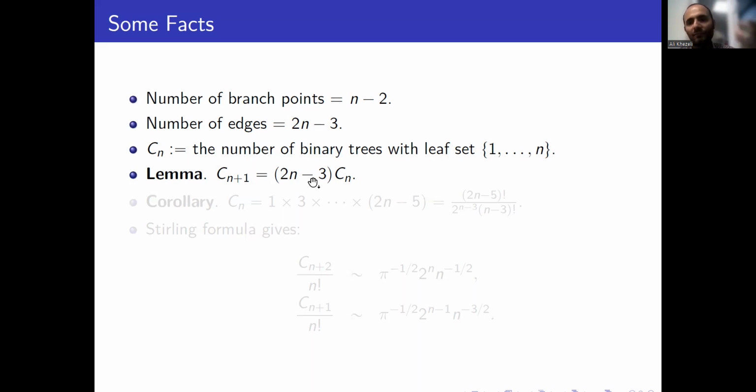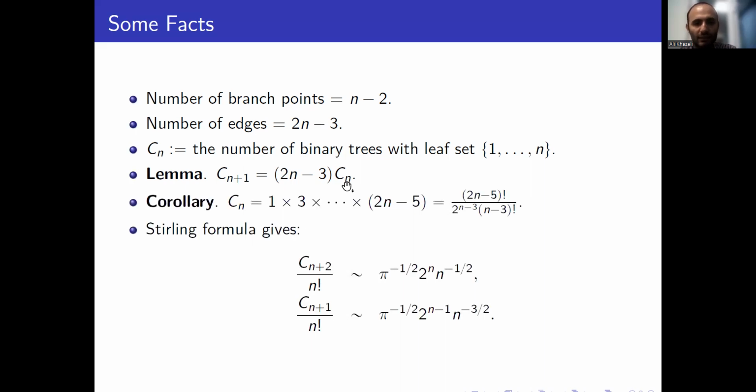So the reverse procedure is, if we have a tree with n plus 1 leaves, it's enough to delete the last leaf, and we obtain a tree with n leaves. So we obtain this identity. This gives a recursion to compute Cn, which is the multiplication of odd numbers, which has a nice factorial formula. And by Stirling approximation, we can say something about it, which will be used later.